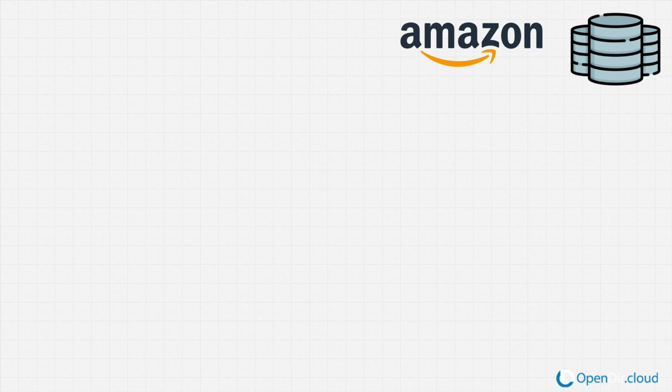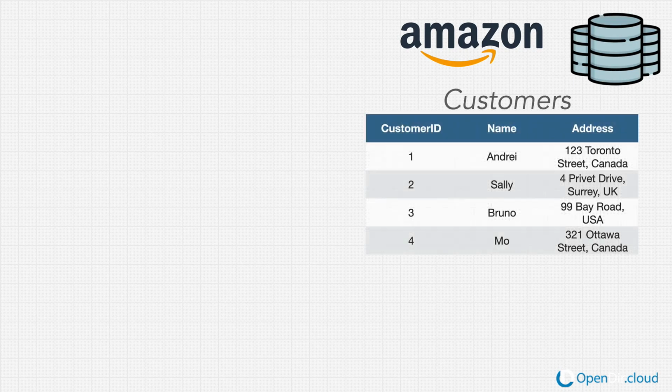So now Amazon decides that we're going to use a database, not a spreadsheet, because our company is growing. So they start creating a different way to organize data that kind of looks like a spreadsheet, like an Excel sheet, but a little bit different. One is we have customers. That is, each customer now has a customer ID, a unique customer ID that we can identify the customer with. So I'm customer 1, Sally is 2, Bruno is 3, Mo is 4.